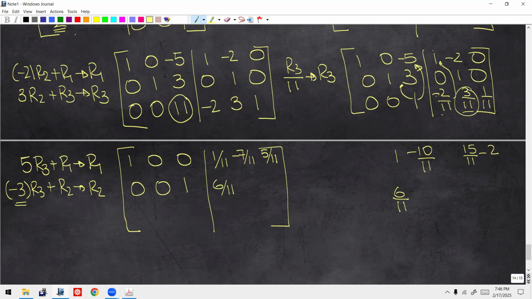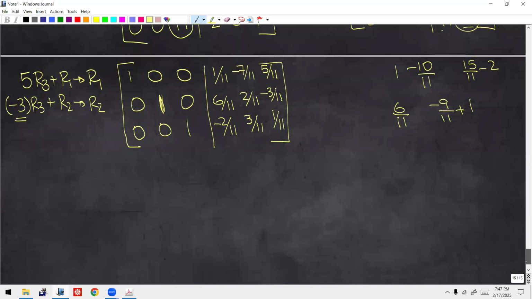We multiplied this by -3, so it'll be -9 over 11, and add it to the 1. Common denominator is 11, so you'll get 2 over 11, positive. And then we multiply this by -3 and add it to the 0, so you'll get -3 over 11. The third row stays the same. Oops, this is a 1 here and a 0 here, sorry. So we get -2 over 11, 3 over 11, and 1 over 11.